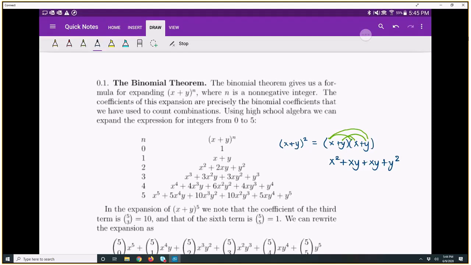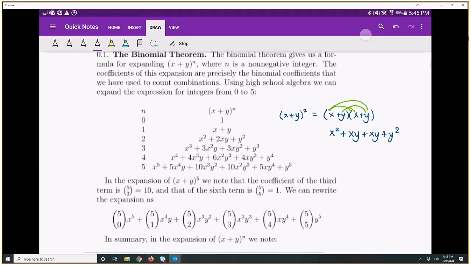If we had x plus y cubed, then we can continue this process, and you'll get something that looks like x cubed plus 3x squared y plus 3xy squared plus y cubed. And if we had x plus y to the power 4, it looks like this, x plus y to the power 5 looks like this, and so on.